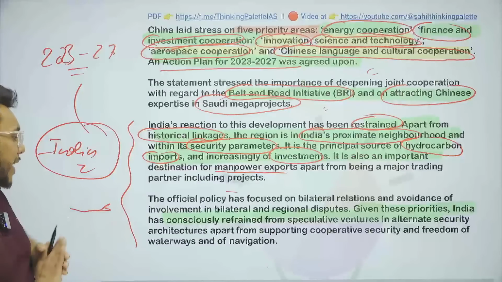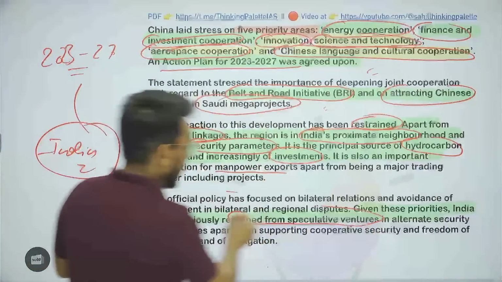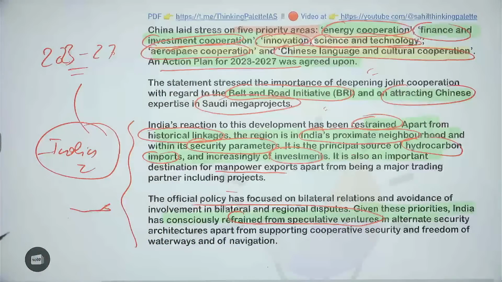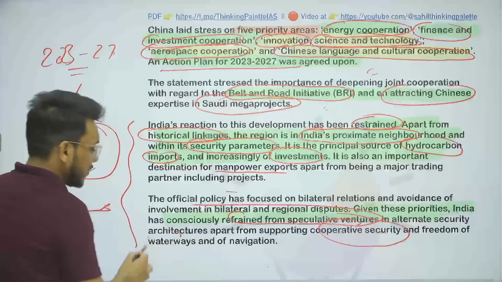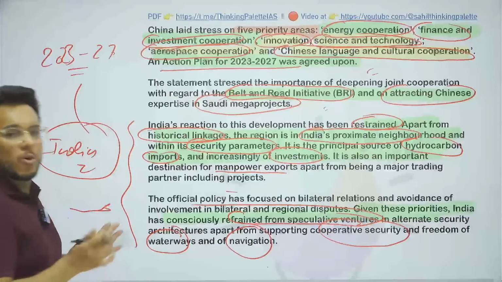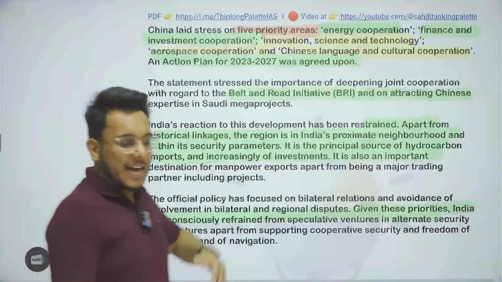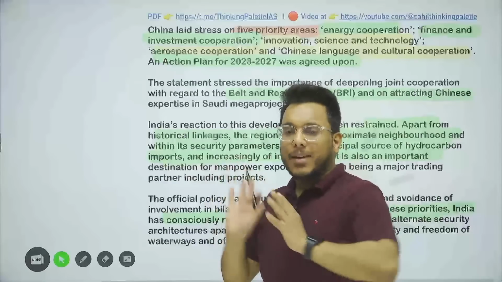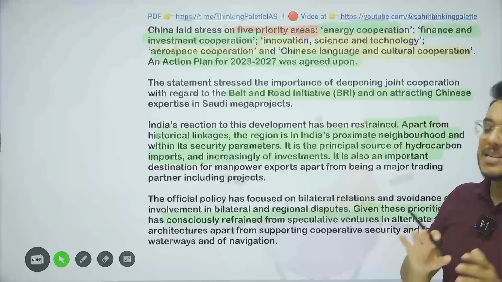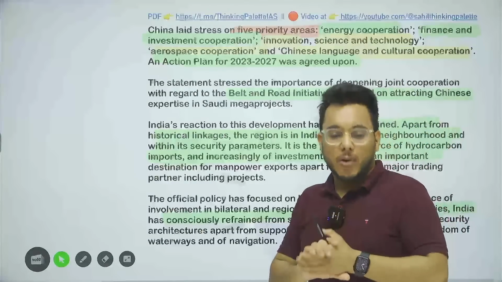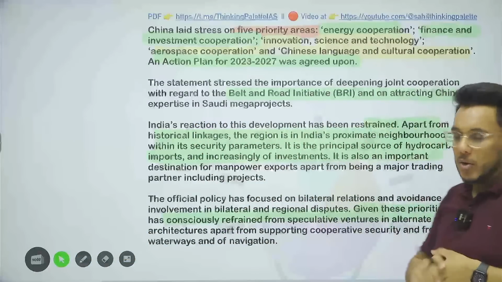Okay. Moreover, guys, understand this particular thing. Because of this, India has refrained from any speculative venture. India just always says that as far as cooperative security agreements are there, and freedom of waterways and navigation are being ensured, we don't have any problem. Okay. So peace is important for India. And even if the peace is being brought by China, India is willing to accept that particular peace, because peace has always been important for India. Okay. So this is, guys, all about this particular article.